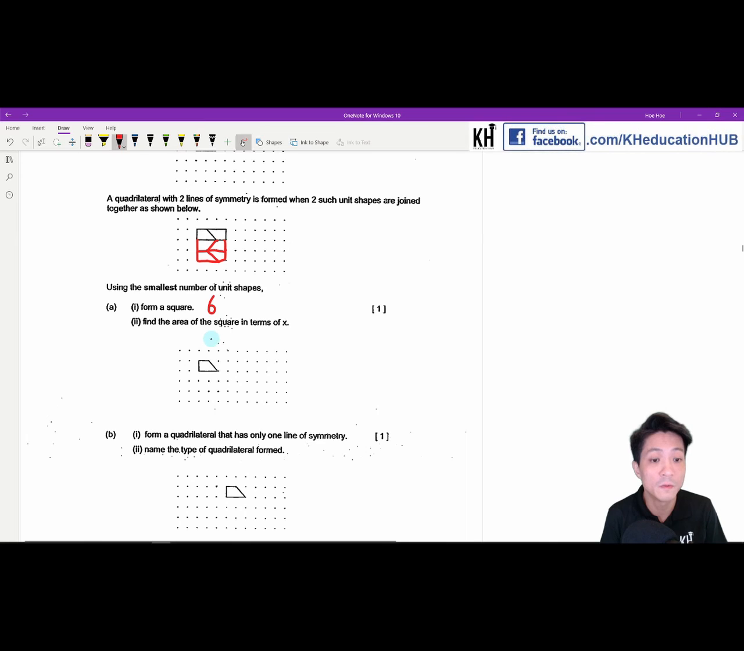Part A, part 2, find the area of the square in terms of x. Okay, so if one of it is 2x, then 2x times 6 will be equal to 12x units square.